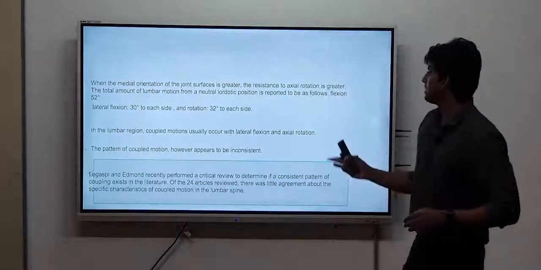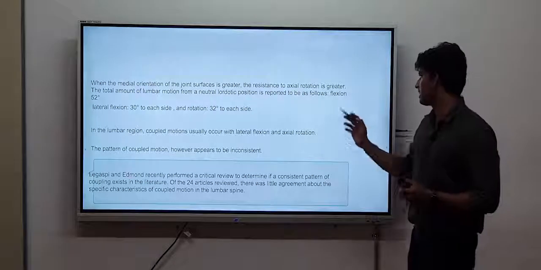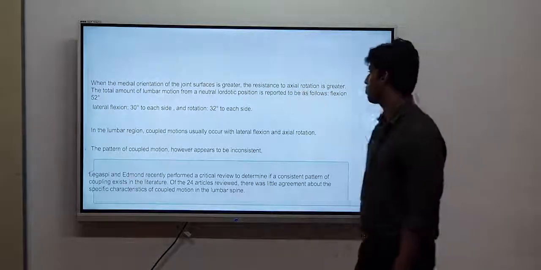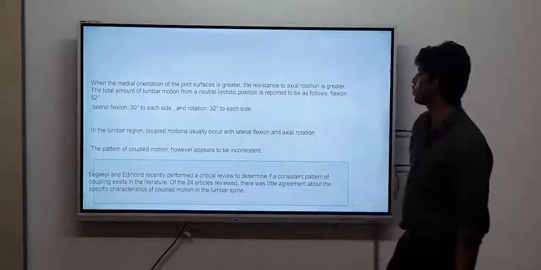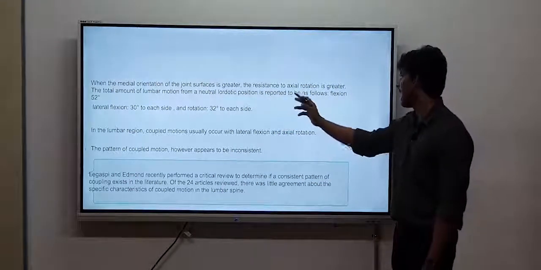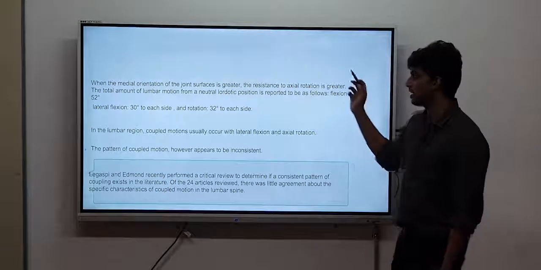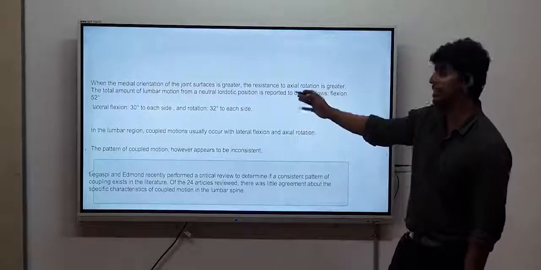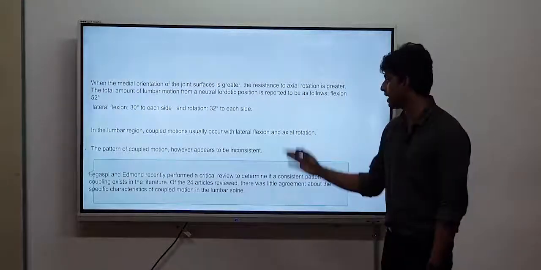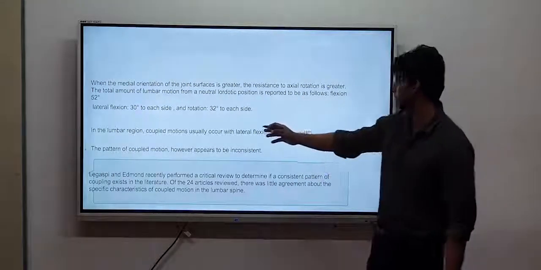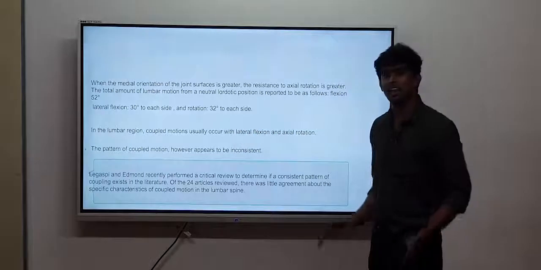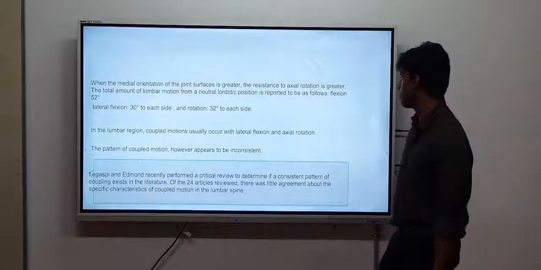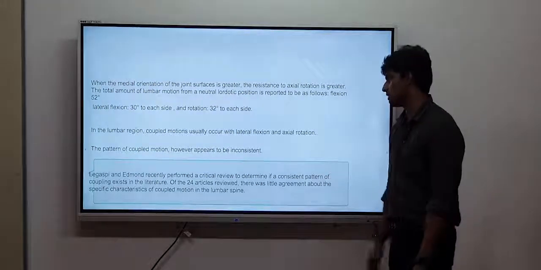When the medial orientation of the joint surface is greater, the resistance to axial rotation is greater. The total amount of lumbar motion from a neutral lordotic position is reported to be as follows: flexion 52 degrees, lateral flexion 30 degrees to each side and rotation 32 degrees. In the lumbar region, coupled motion usually occurs with lateral flexion and axial rotation. The pattern of coupled motion, however, appears to be inconsistent.